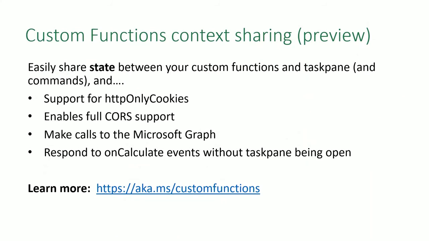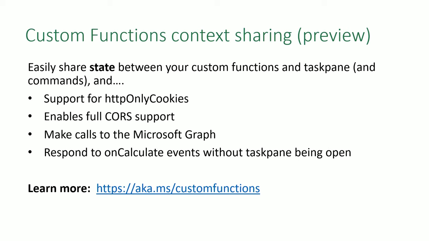Talking about custom functions, we now, in preview, have a way to share context between your custom functions and your task panes. This was one of the things we heard from developers over the past few months, that it's really hard to share state. But now it's easy. You have a global variable, you can share it between your task pane and your custom function. With that, we now have support for richer authentication scenarios. So if your service is using HTTP-only cookie-based auth, you can now share that cookie from your dialogues, task panes to your functions.